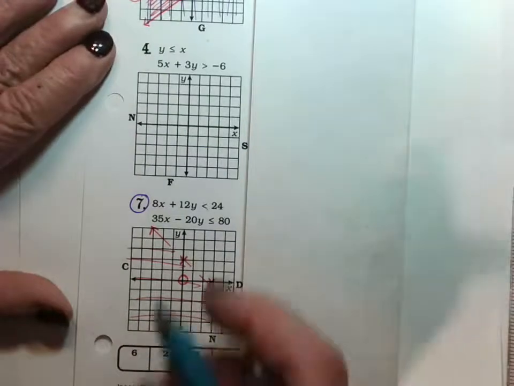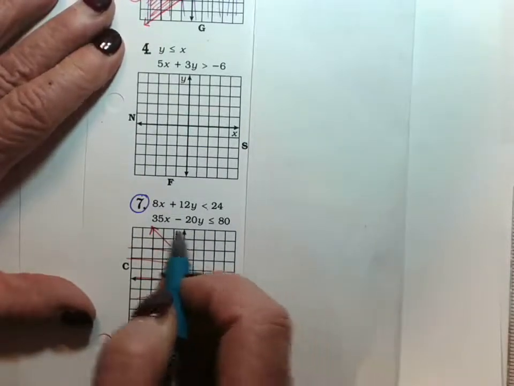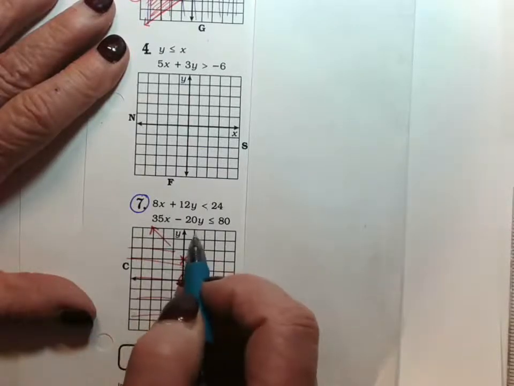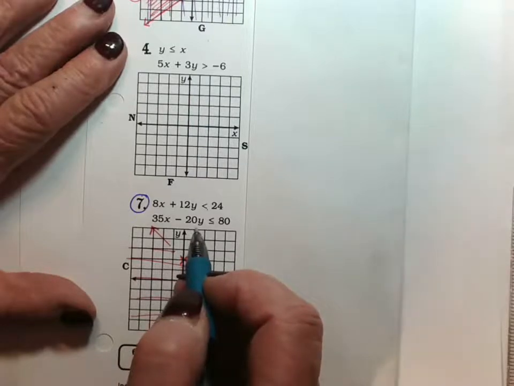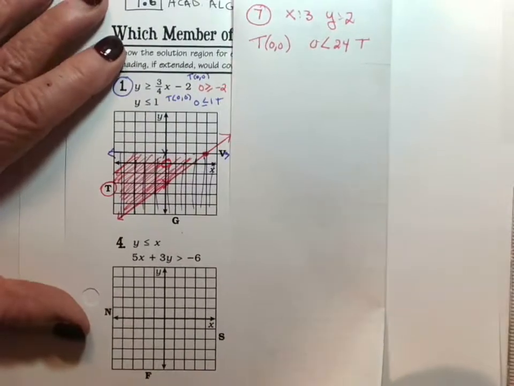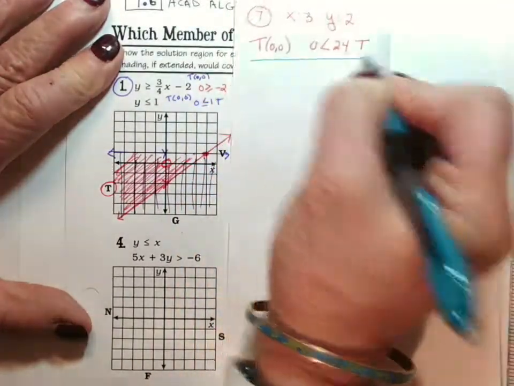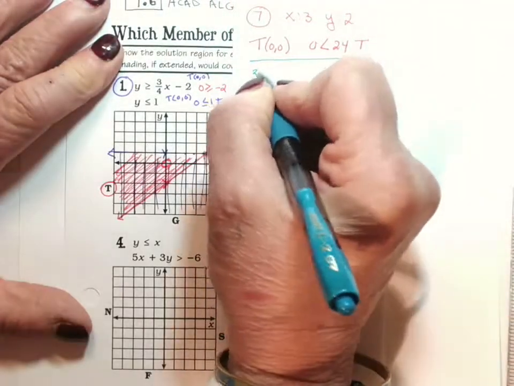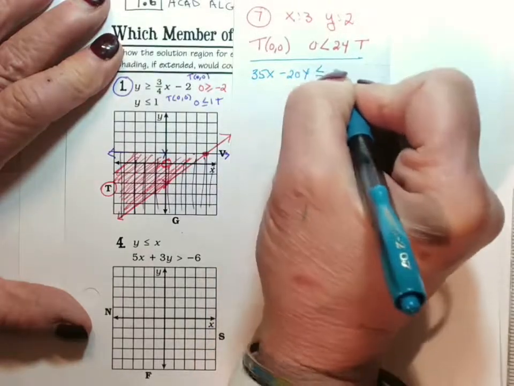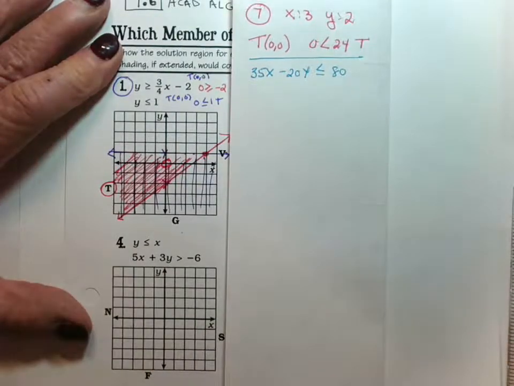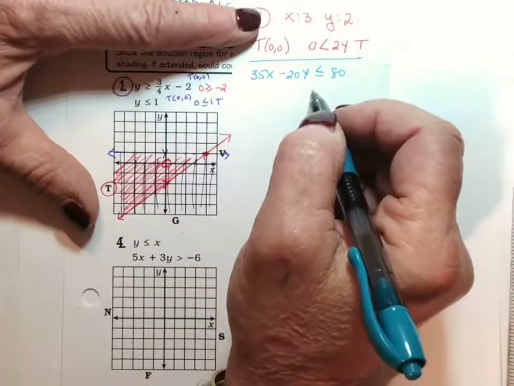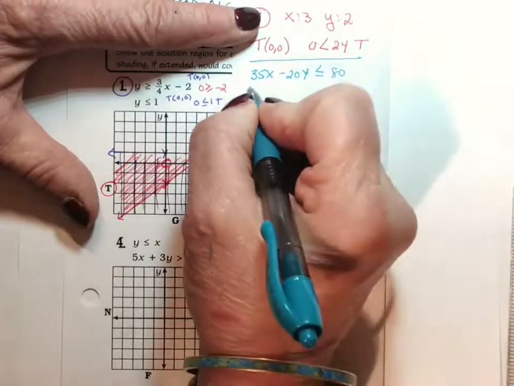So now, this one I'm not going to be able to do with x and y intercepts. So you're going to have to put it into y equals mx plus b. I'm going to do it and you do it yourself. So I'm going to rewrite the problem here because we got one line. And I have 35x minus 20y is less than or equal to 80. Okay, I'm going to do the problem. You do the problem. And we'll check our answers when I'm done.